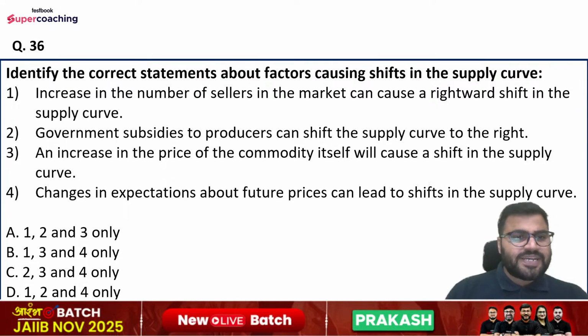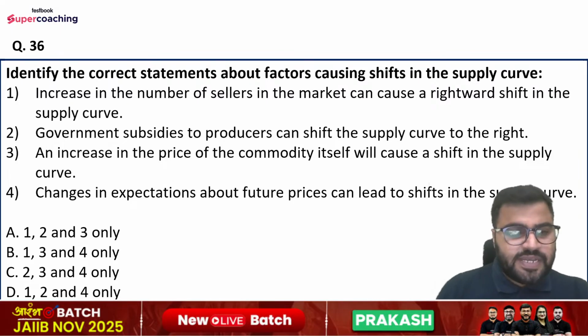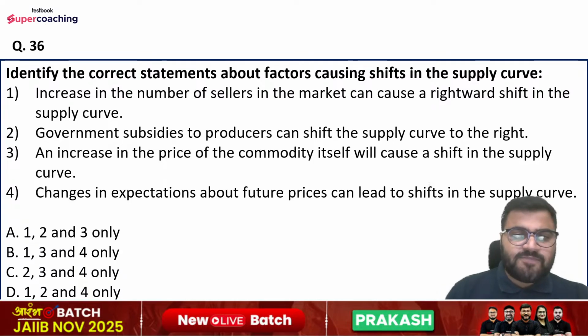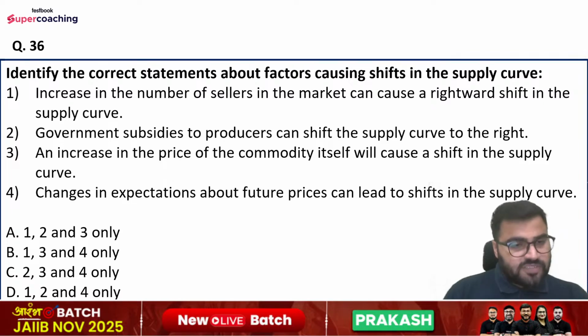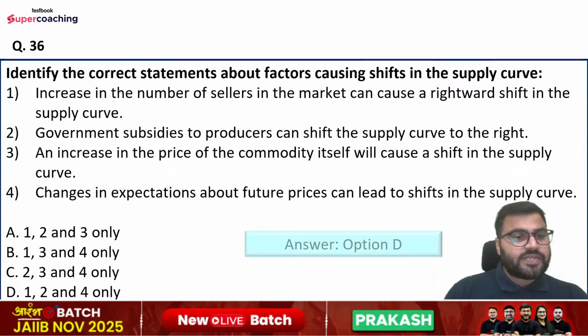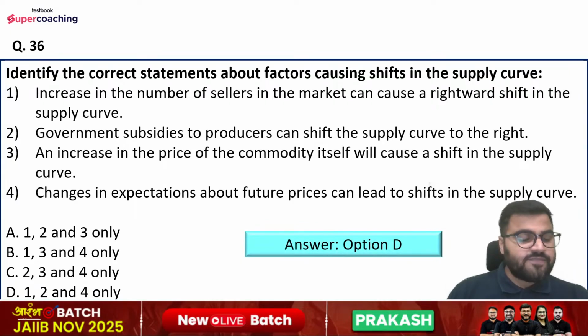Question number 36, identify the correct statements about factors causing shift in supply curve. Statements are increase in the number of sellers in the market can cause a rightward shift in the supply curve. Government subsidies to producers can shift the supply curve to the right. An increase in the price of the commodity itself will cause a shift in the supply curve. Changes in expectations about future prices can lead to shifts in the supply curve. Options are first, second, and third only, first, third, and fourth only, second, third, and fourth only, or first, second, and fourth only. So right answer is option number D, that is first, second, and fourth only.